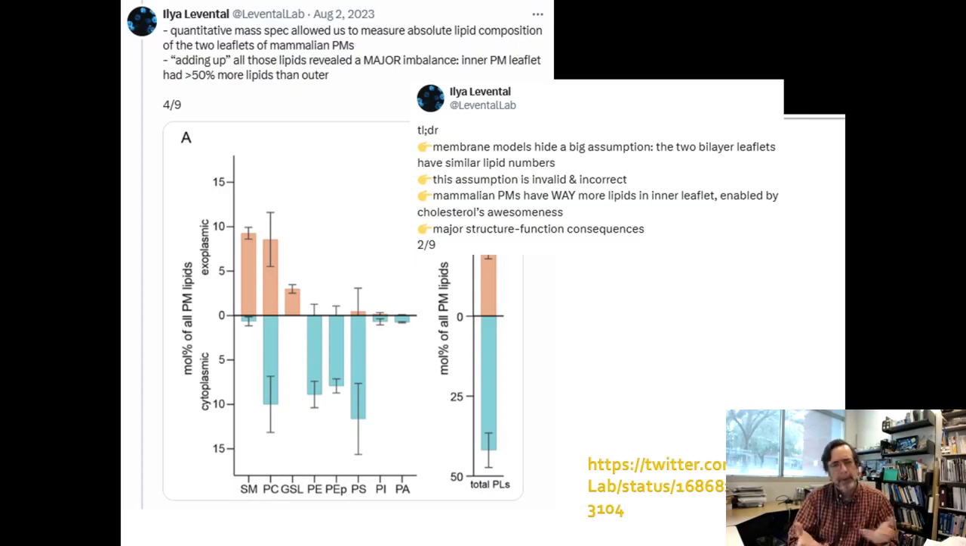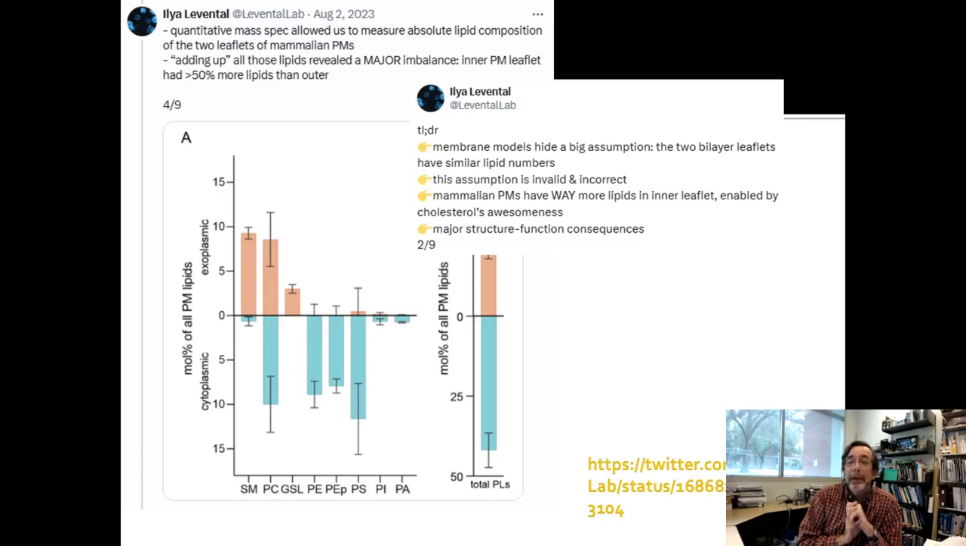So they have a long thread about how they looked at this. But what's really the take-home of it is that this is a real thing. The inner leaflet actually does have a lot more lipids than the outer leaflet. Hopefully I said that right. Again, it's printed right. Sometimes I say things wrong, right? But the inner leaflet has more lipids than the outer.